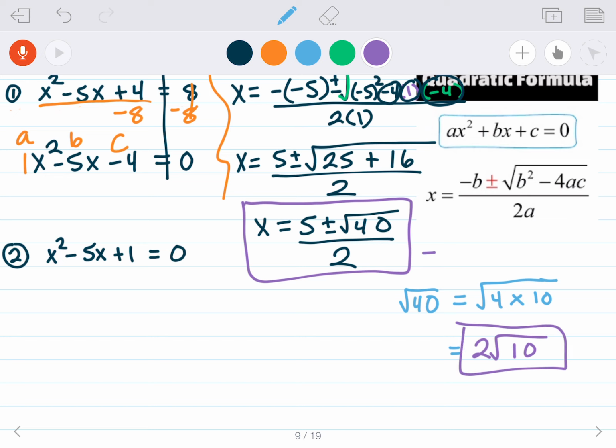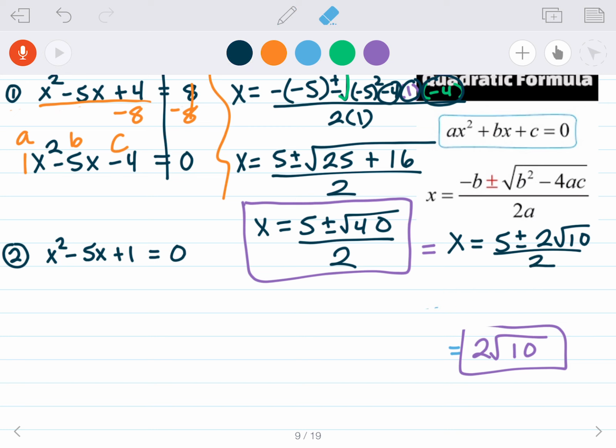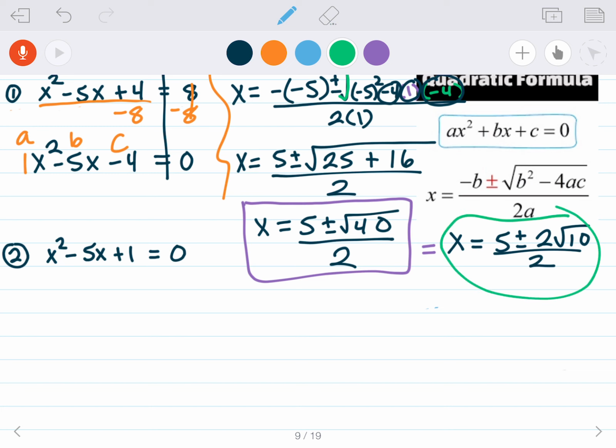Which means that this expression right here can be fully simplified by writing 5 plus or minus, instead of root 40, we can replace it with 2 root 10, and that's all over 2. So this would actually be a better answer. This is a more simplified answer.